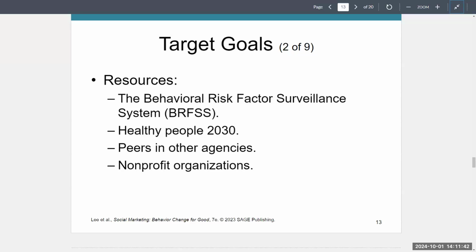All right, and other things you can also look at for resources would be peers and other agencies, so you can collaborate with other people and other nonprofit organizations that collect data as well.